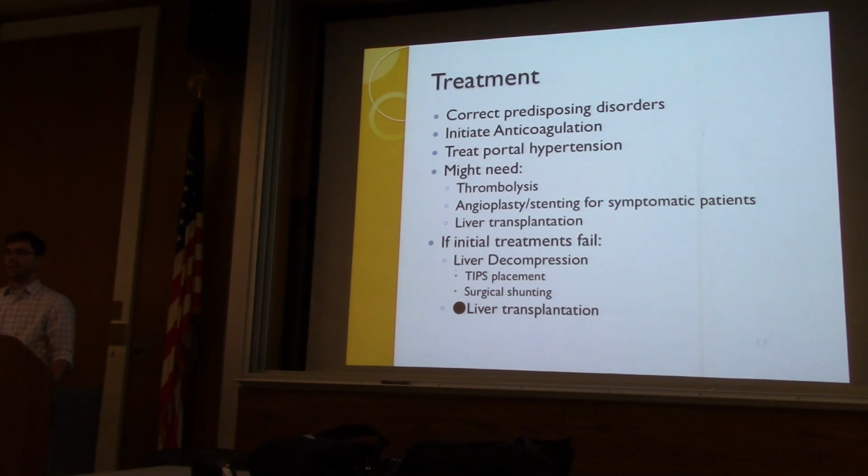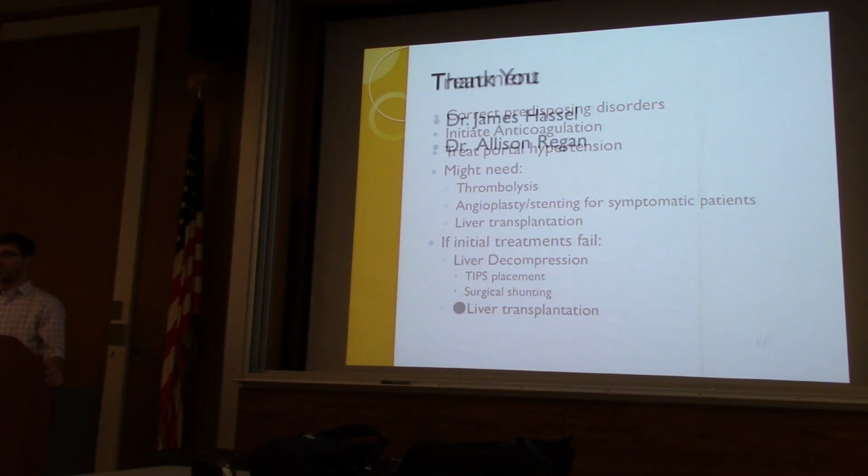It's something that GI does more as an outpatient, but just keep it in mind because those patients do very well with liver transplant, or not necessarily very well. Patients with liver failure tend to die, but if we get it early enough, we may actually be able to help them. Treatment is really correcting the predisposing disorders, getting them on anticoagulation early, and treating the portal hypertension. They may require angioplasty or stenting, or even TIPS. This is where TIPS really comes in handy, an IR-guided procedure, and then eventually getting them to the liver transplant center.